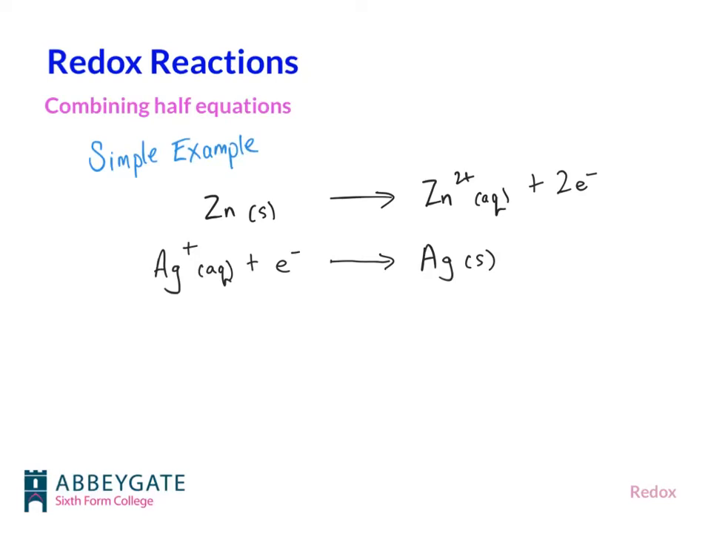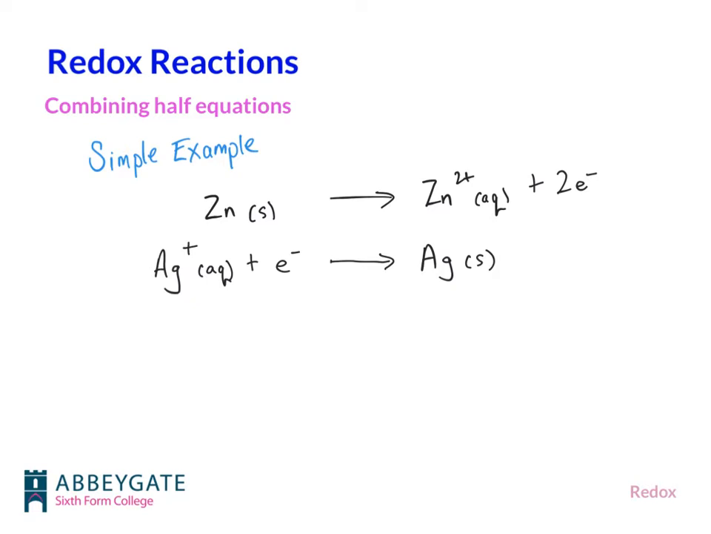So now we've learnt how to balance simple half equations. We did that yesterday. Today we're going to look at how to combine different half equations. So I'm going to take you through three different examples. The first one's simple, then we'll get a little bit more complicated, and then we're going to look at the most complex it can get.